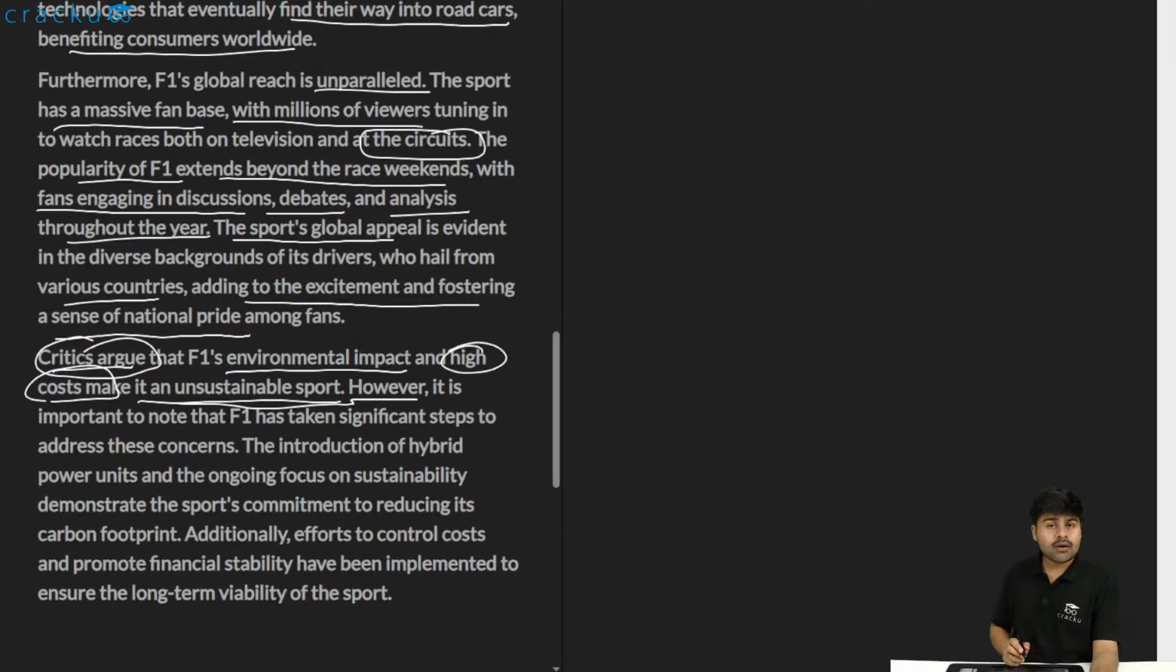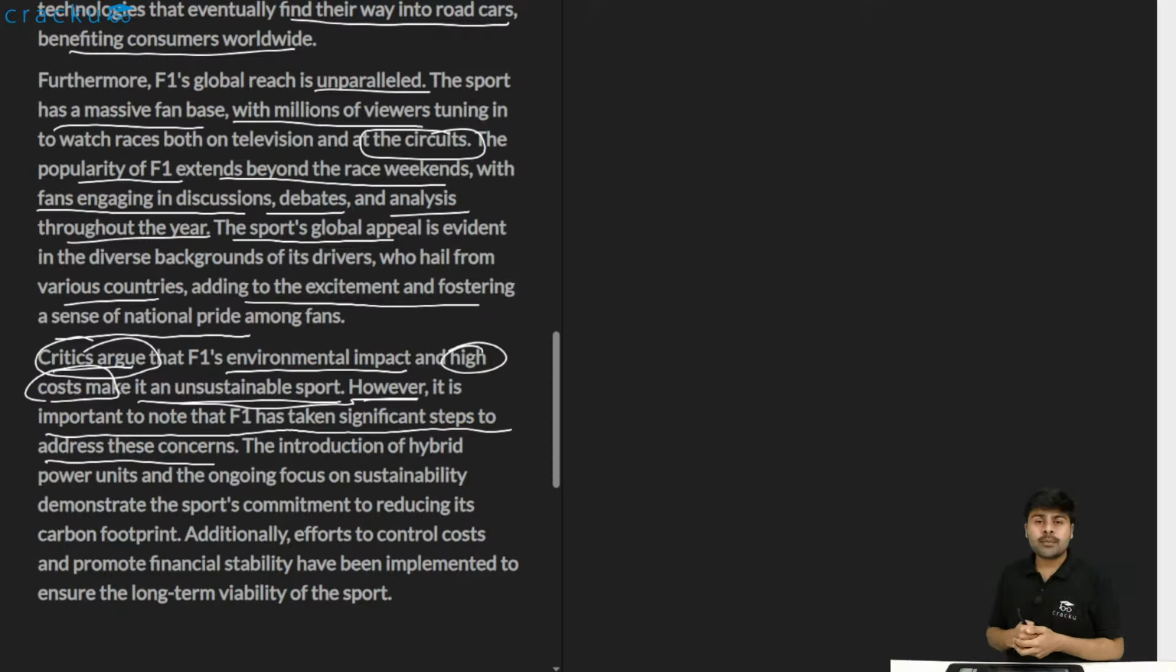However, now we are looking at a transition word, something the author is trying to point out, and this will actually tell us what the author's stance is. However, it is important to note that F1 has taken significant steps to address these concerns. So the author is somewhat supporting F1, saying that F1 has taken many steps to make sure that it becomes more sustainable.